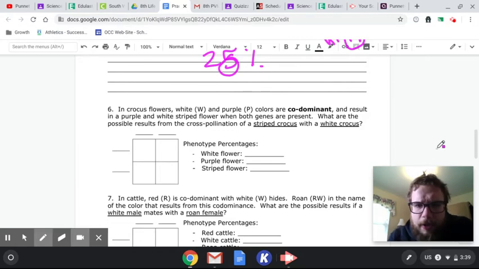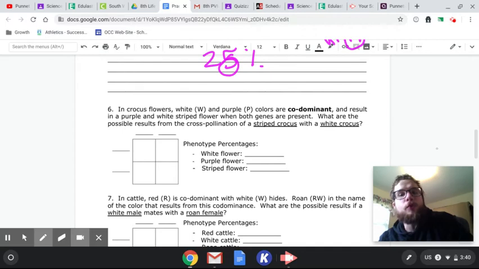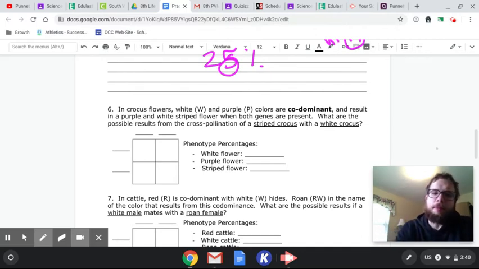In crocus flowers, white, big W, and purple, big P, are codominant. And the result is a purple and white striped flower when both genes are present. What are the possible results for the cross-pollination of a striped crocus and a white crocus?